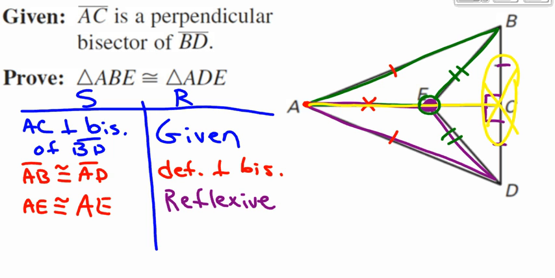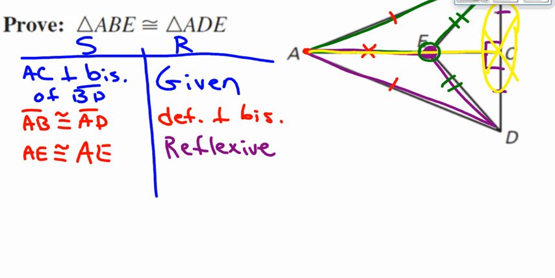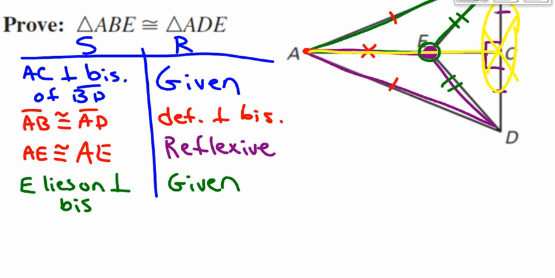So let's write E is on perpendicular bisector. I think I need a little bit more space on there, so let me extend my page out. All right, E is on perpendicular bisector, and I'm going to say that's given. That was given to me in my drawing. You'll notice that it wasn't given to me in words at the top, but clearly point E was listed on the drawing as being on the perpendicular bisector.